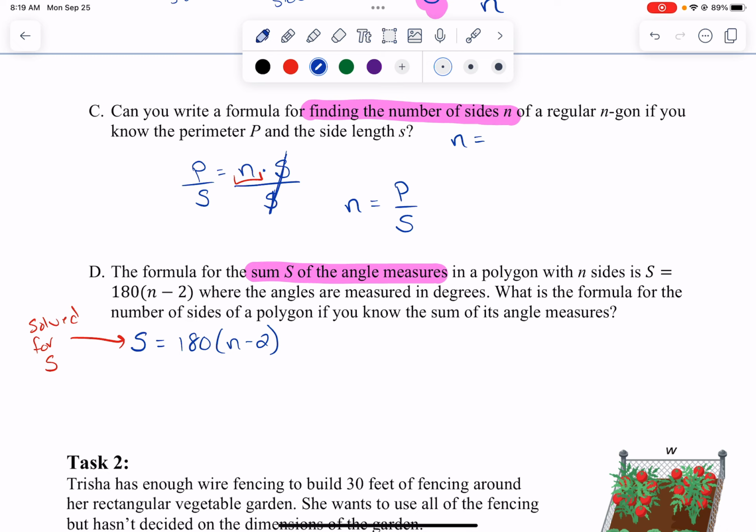Okay, so now we want to solve it. What is the formula for the number of sides? We want to solve this guy for n.